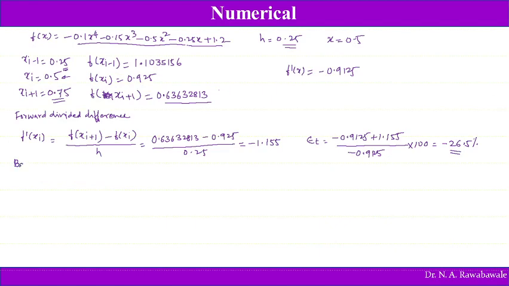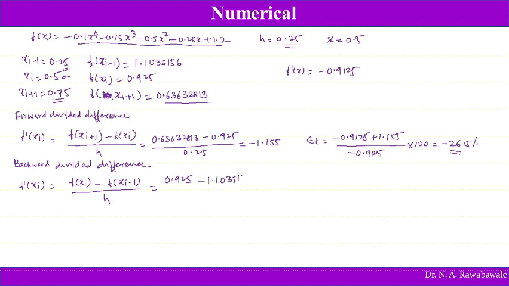Then the backward divided difference: f dash of xi is equal to f of xi minus f of xi minus 1 divided by h. So f of xi value is 0.925 minus 1.1035156, divided by h value 0.25. So this is going to be minus 0.714. So this is the approximate derivative using the backward divided difference.